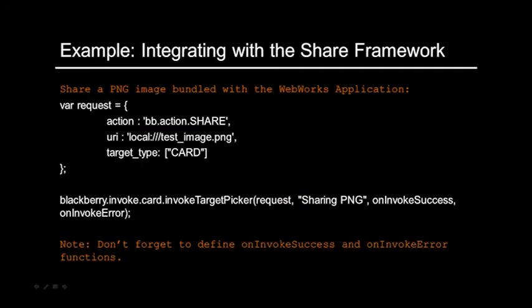Next, we create a request object and invoke the share card target picker using the invoke card API. Here we share a PNG image bundled with the WebWorks application. This will query the device for all applications or cards that can accept a PNG file as a target and pass the URI to the target application, which handles it accordingly. Let's take a look at what this looks like on the device.